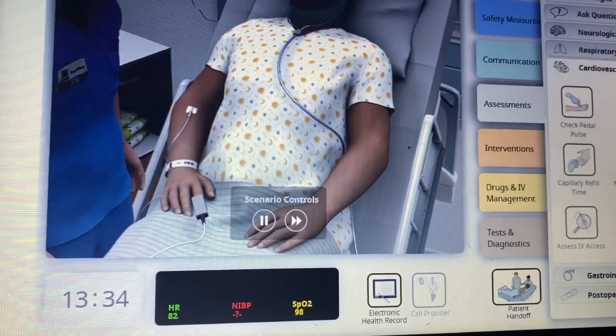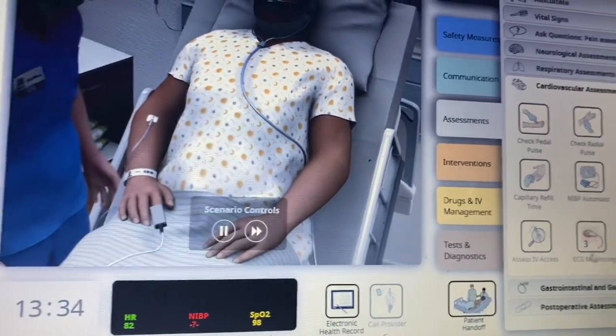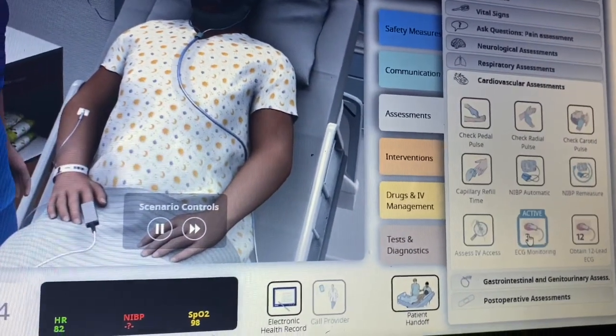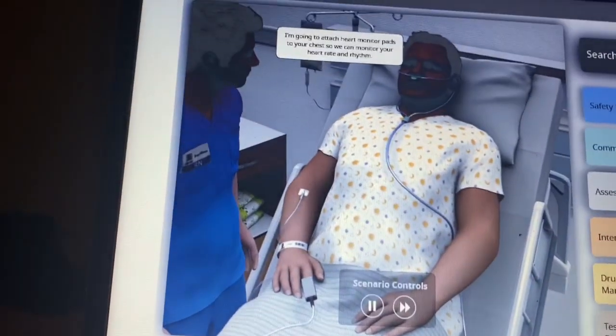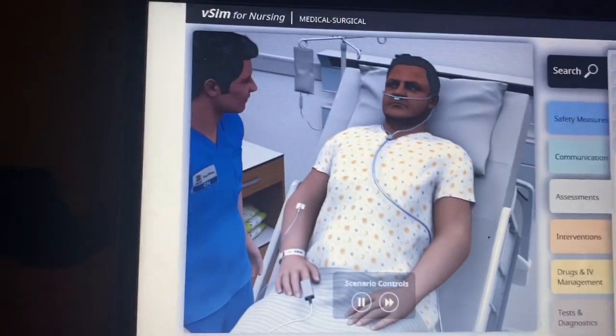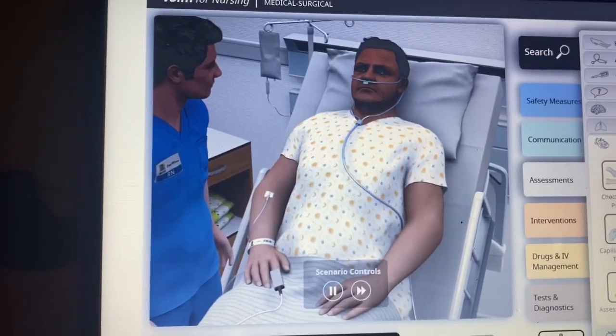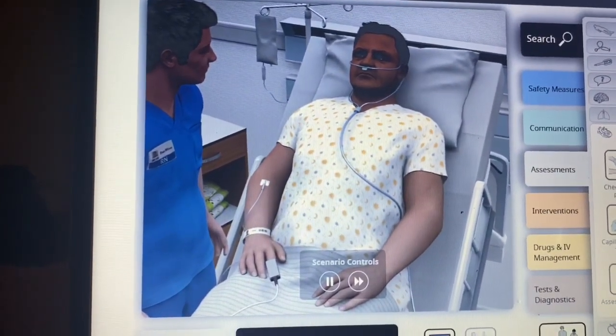This patient has angina, like chest pain, so you always want to make sure that you monitor the heart at all times. I'm going to attach heart monitor pads to your chest so we can monitor your heart rate and rhythm. Okay.